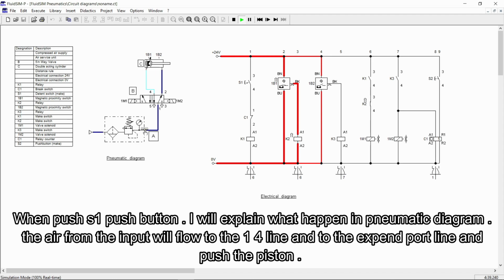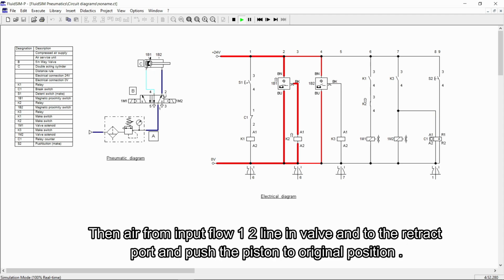The input air will flow to the 1-4 line and to the expand port and push the piston, and then the input air flows to the 1-2 line in the valve and to the retract port and pushes the piston back to the original position.